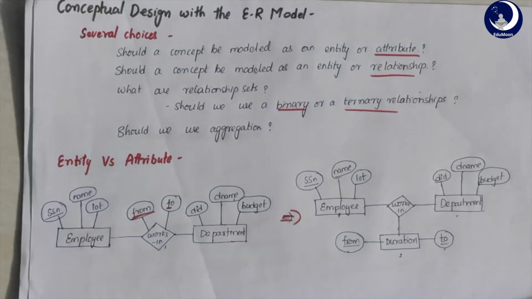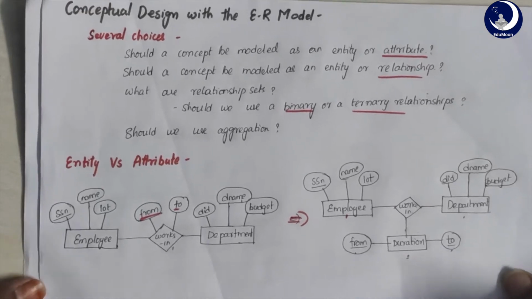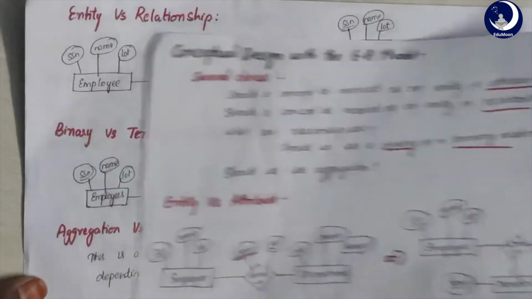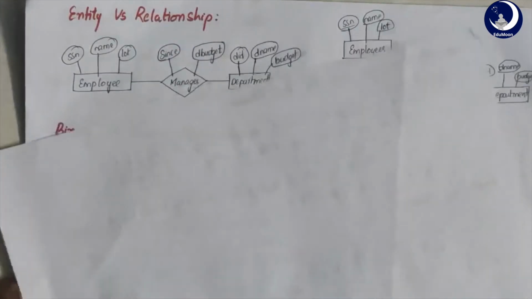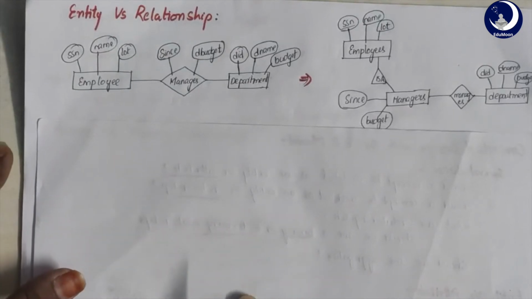The only thing I wanted to tell you is that we will design the ER model depending upon the requirements of the application. So it changes from application to application, and even the choices that we should make depend on the requirements and the restrictions that we have on the database. So this completes entity versus attribute. Let's see the second choice that we should make: should a concept be modeled as an entity or a relationship? Let's look at this example to understand it.